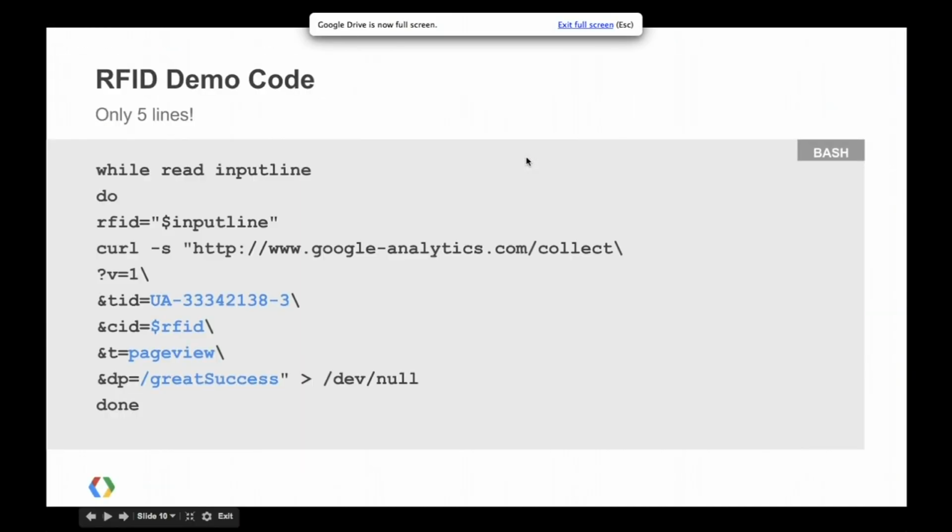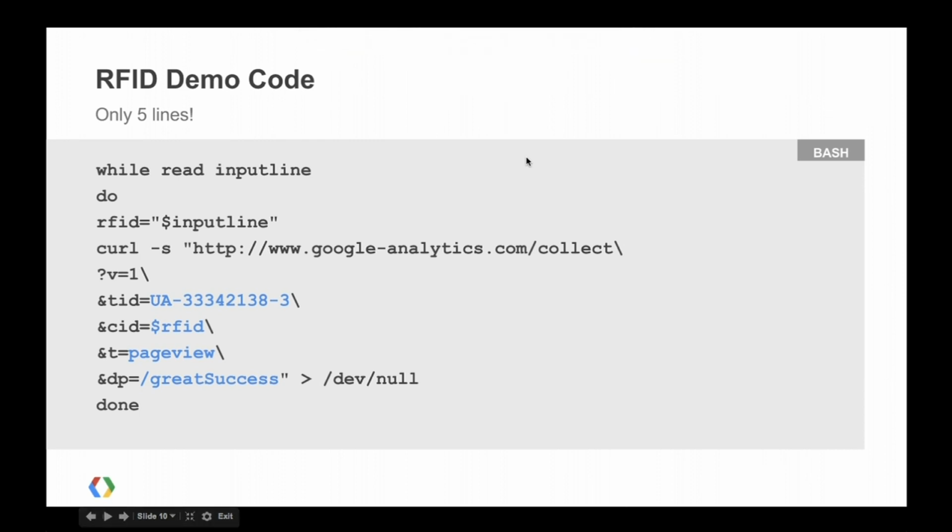What's really exciting is that demo only took 5 lines of shell script. That's how easy it was to send. So now anybody can send data to Google Analytics from any device. All right, enough fun and games. Let's look at a real-world application.